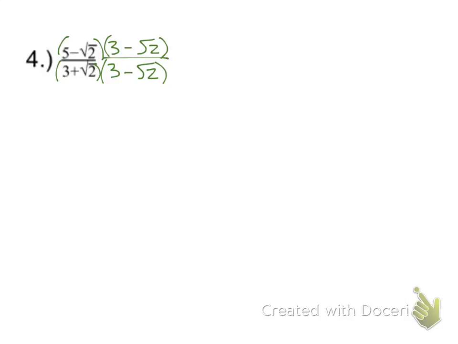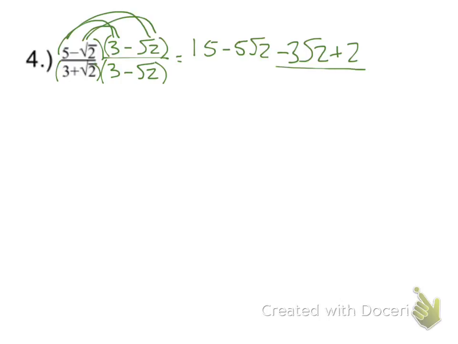So 5 times 3 is 15. 5 times negative square root of 2 is negative 5 square root 2. Negative square root of 2 times 3 is a minus 3 square root 2. And a negative makes a positive, and square root of 2 times square root of 2 is 2. And I'll just do the same thing with the bottom.